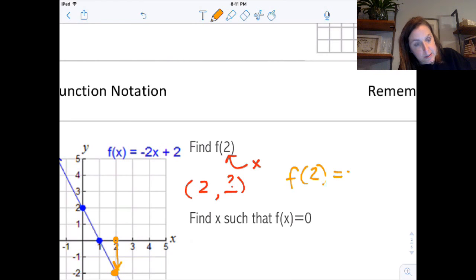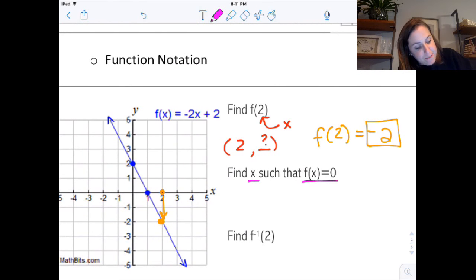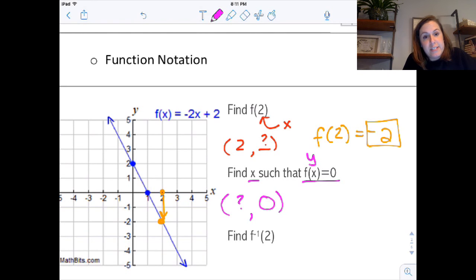All right, let's look at it going the other way. The other way says find x such that f of x equals 0. Remember, f of x is really y. So what this is saying is you have a point where I don't know x, but I know that y is 0. So what x value does that happen at? Well, look at where y is 0. That would be right here, where it's 0 on my y-axis. And so x there must equal 1.